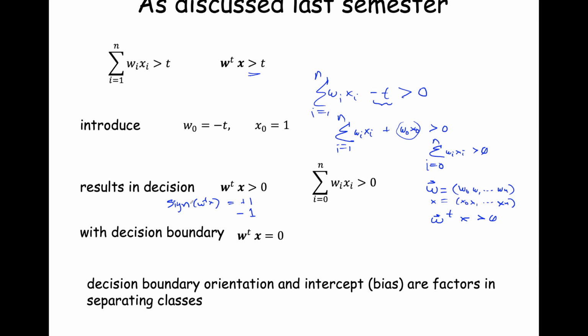Okay, so we can certainly implement this, and we can now recast the decision boundary as being our augmented W transpose times our augmented X is equal to 0. And so this particular decision boundary you can think of as having an orientation and an intercept, or sometimes it's called a bias. And these are factors in choosing which linear model, or line in the plane for 2 dimensions, is going to be used to separate the points, the spam points from the ham points.